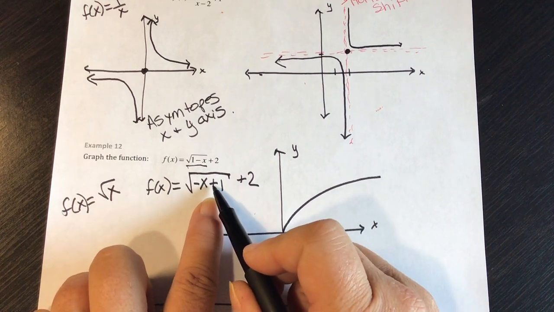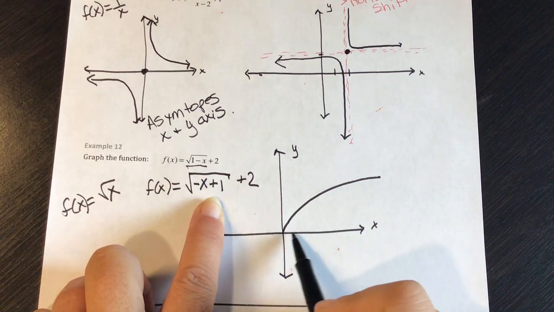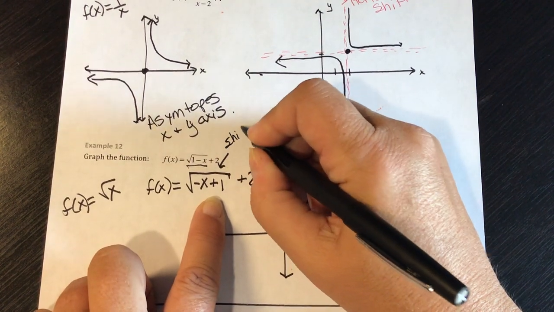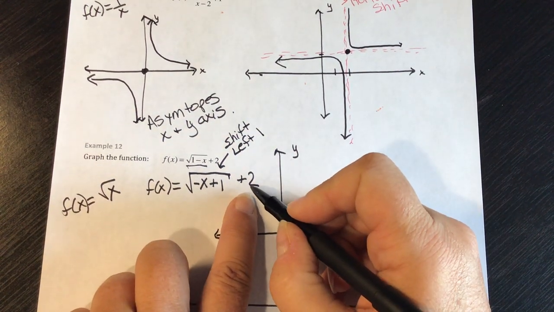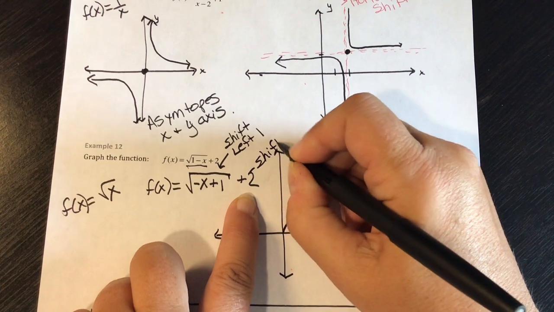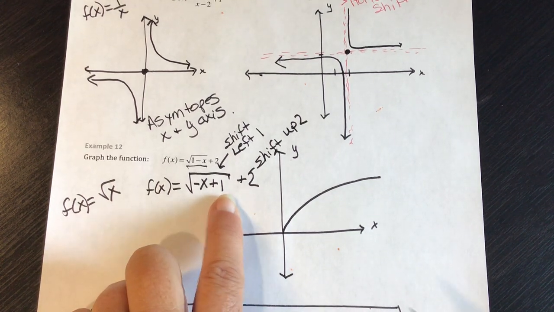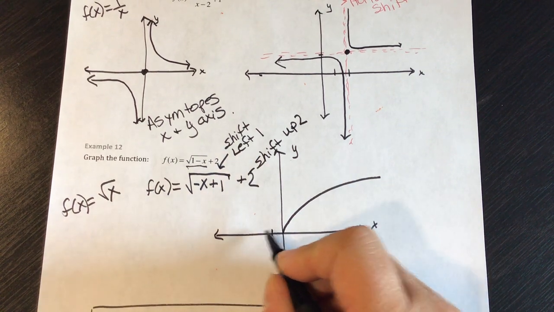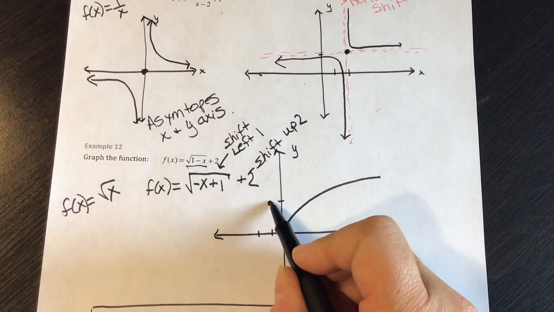The plus 1 inside the square root tells us to go left or right 1 unit. Instead of the positive direction, we're going to go in the negative direction. So the one tells us to shift left one, and outside of the square root, I'm adding two, so I'm going to shift up two because it's positive. So that would be my new starting point, left one, up two. Here we are.